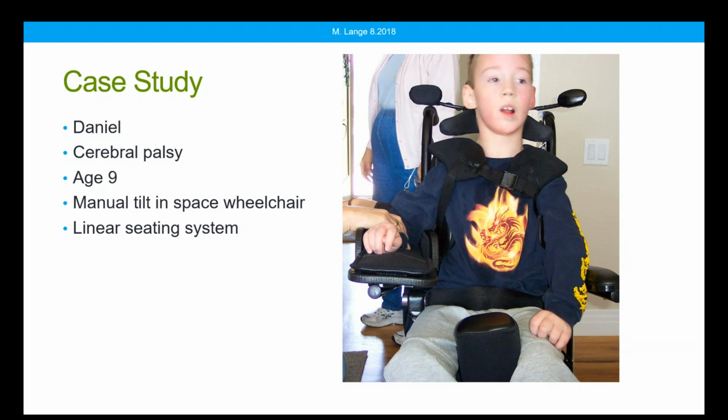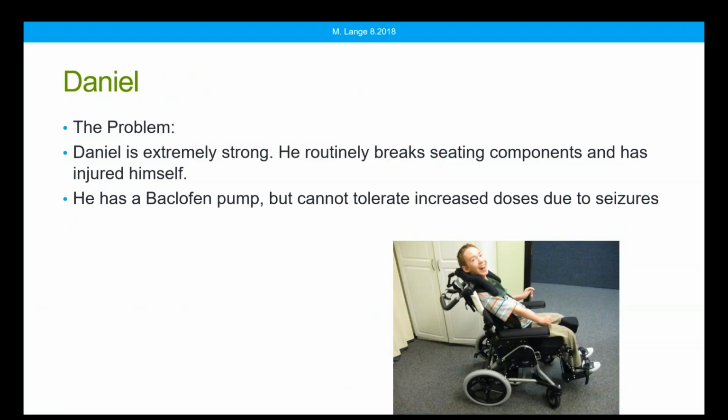So getting back to client injury and how this can occur within a wheelchair seating system. This is Daniel. He has cerebral palsy. When we were first looking at dynamic seating with Daniel, he was 9. He's much older than that now. He was in a manual tilt and space wheelchair with a linear seating system. Despite his small size, he had a tremendous amount of tone. He was routinely breaking seating components and had injured himself.